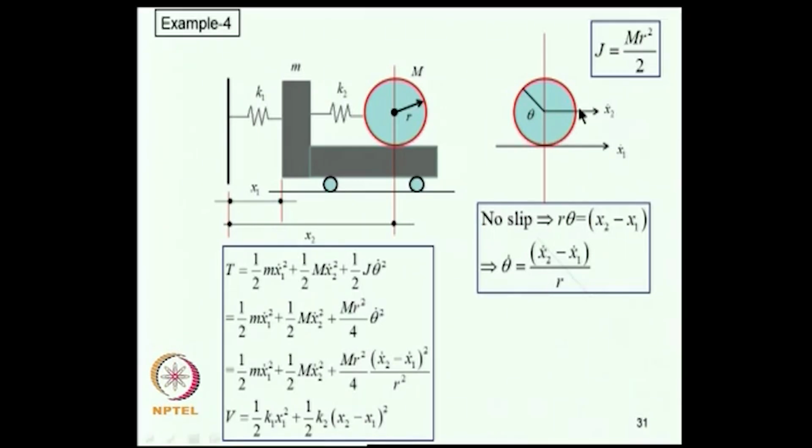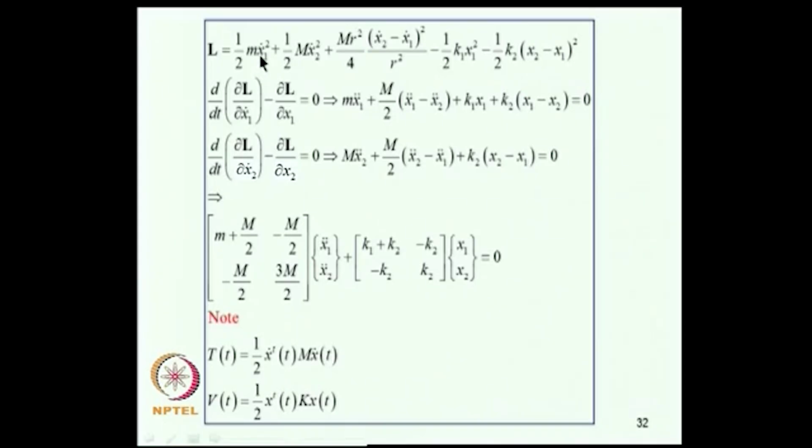If you assume that there is no slip, suppose r is the radius and theta is the angle through which it rotates, then r theta must be equal to x2 minus x1. So, this serves as a constraint and that eliminates one of these 3 variables. So, what I do is I write theta dot in terms of x2 and x1 and construct the Lagrangian in terms of x1 and x2, and that reads as shown here.